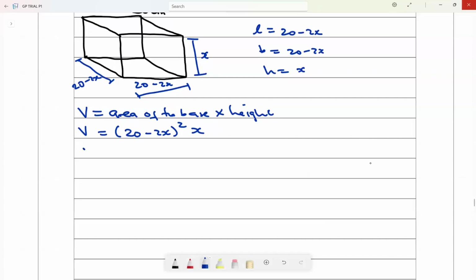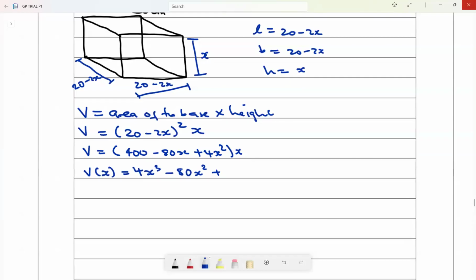So this can be expressed as volume is equal to 400 minus 20 times negative 2 minus this, it is minus 80x. And then plus 4x squared. And then I still multiply by x. Therefore, my volume formula with respect to a variable x, starting with the higher degree, 4x squared multiplied by x, is 4x cubed minus 80x squared plus 100x.